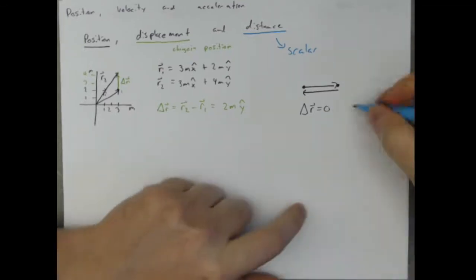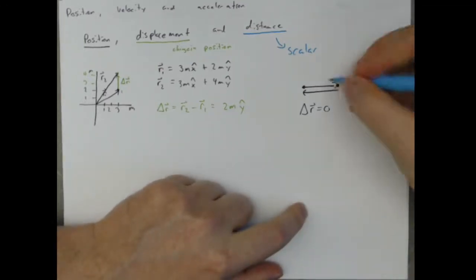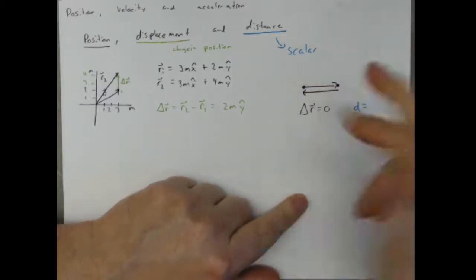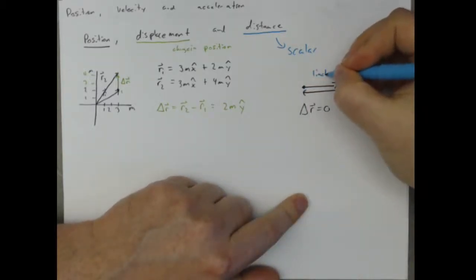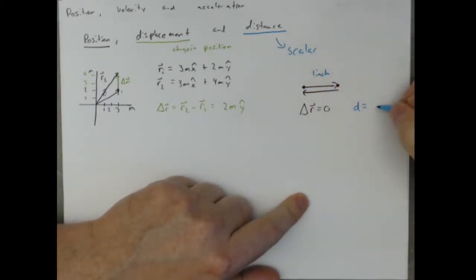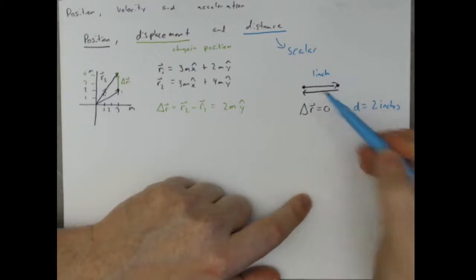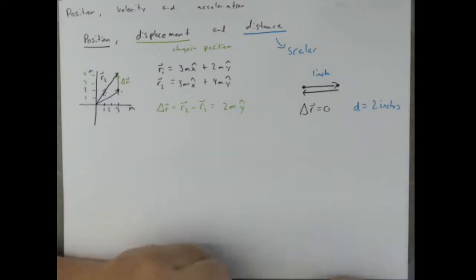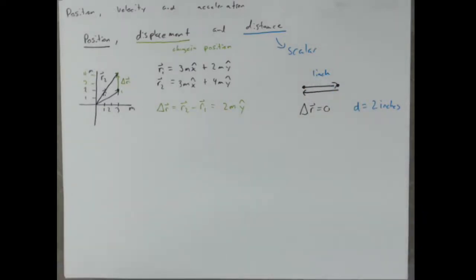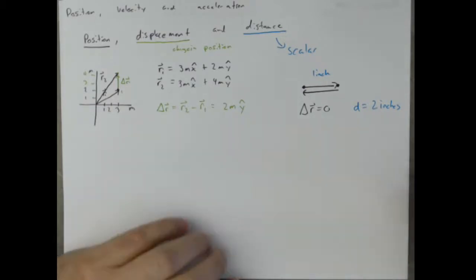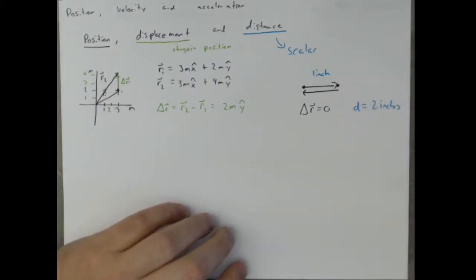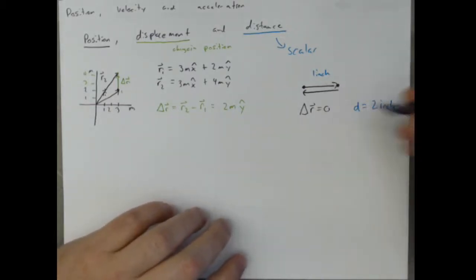Whereas the distance would be, let's just go 1 inch, because that looks like about an inch to me. So the distance traveled would be 2 inches, because I traveled 1 inch to the right and I traveled another inch to the left.